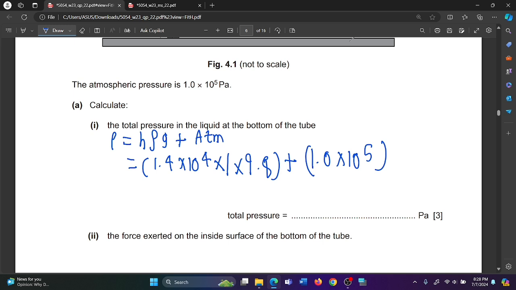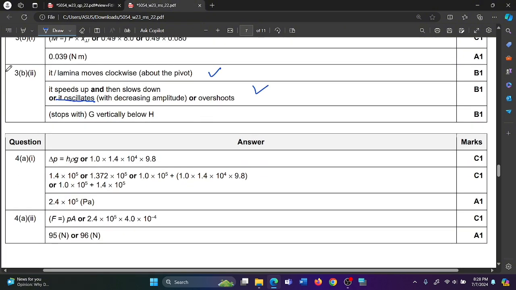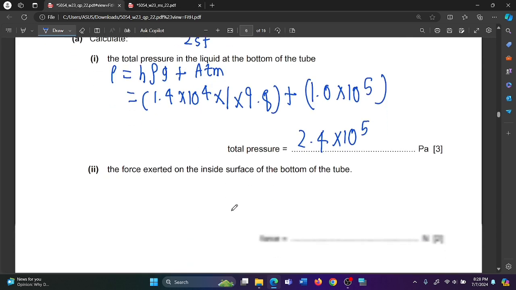So we get, one thing, the given values in the question have two significant figures. Thus, our answer should also be of two significant figures. So the answer is 2.4 × 10^5. Let's look at the mark scheme. Yes, the mark scheme also says the answer is 2.4 × 10^5 pascals. So we got the answer. Let's move on to part 2.